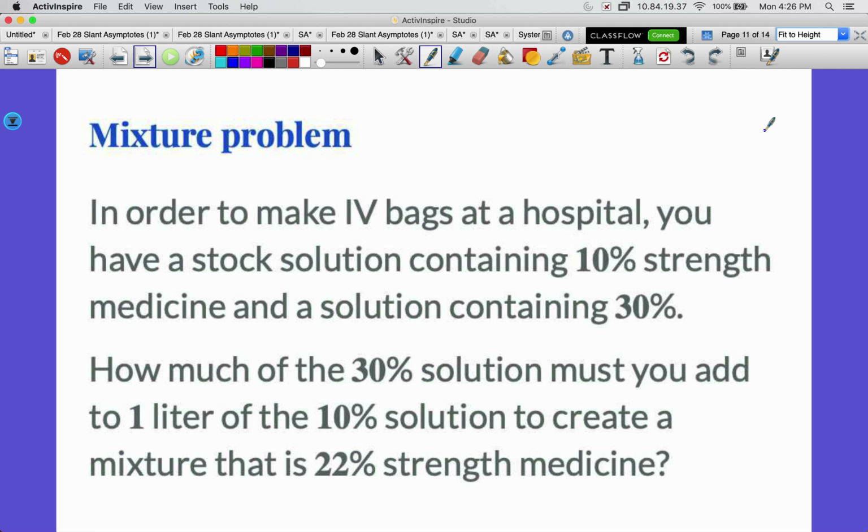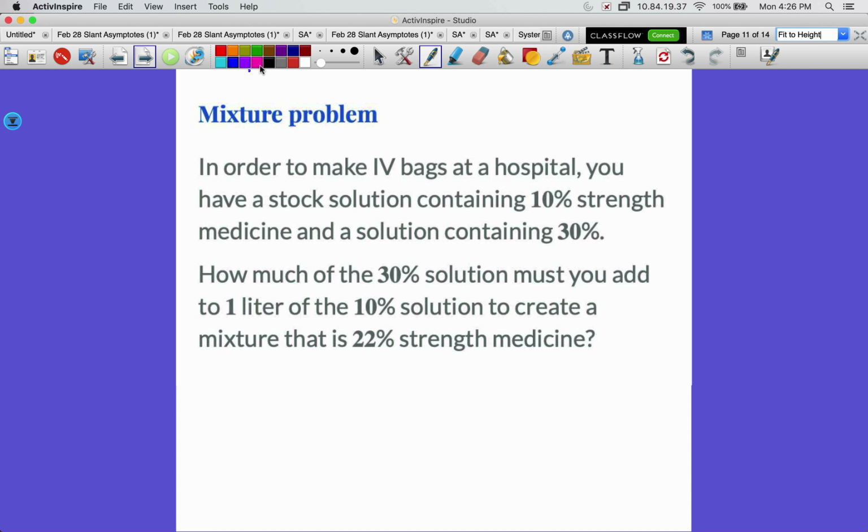In order to make IV bags at the hospital, you have a stock solution containing 10% strength medicine and a solution containing 30%. How much of the 30% must you add to 1 liter of the 10% to create a mixture that's 22% strength? So here's how we're going to solve this one. You start with what you have. I've got 1 liter of 10%. Well, 1 times 10% is 0.1 liters of pure drug divided by the 1 liter of volume.